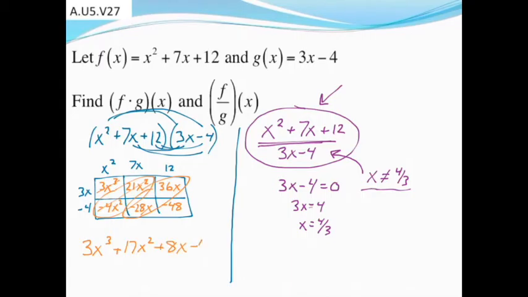And then finally, that constant of -48 will just go to the end. So there's my new function once I multiply together the g and the f.